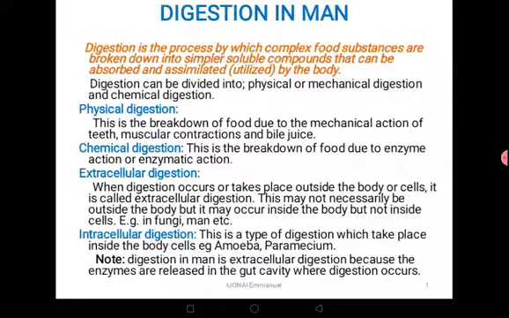Members, digestion in man is extracellular digestion because the enzymes are released in the gut cavity where digestion occurs. Remember, enzymes are produced by cells.